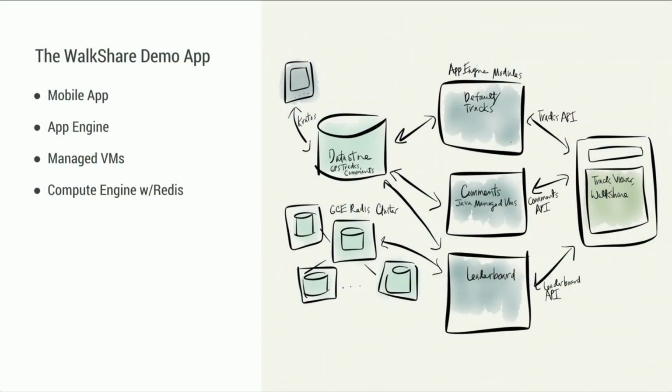So if you did get to attend, you saw that our director of product management, Greg DiMichele, was using a demo application called WalkShare, which was an Android client that was hooked up to backend services that were running on our cloud platform, namely managed VMs that were running on top of App Engine and a Redis cluster that was running on top of Compute Engine, and using the data store to store data. It allowed you to save walks and then share them with your friends and then have your friends comment on them.